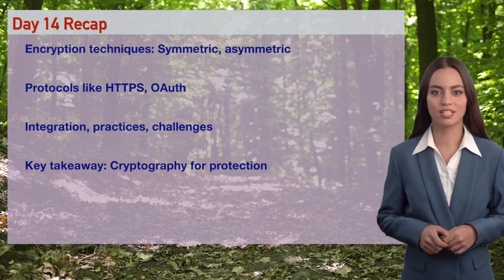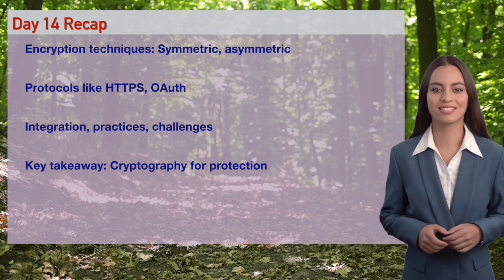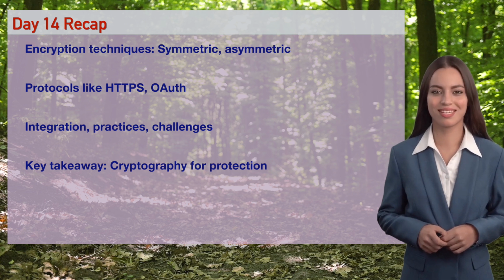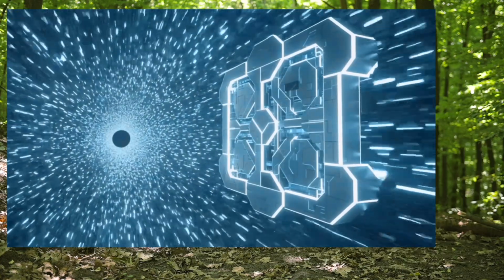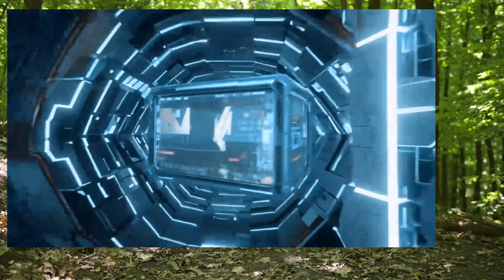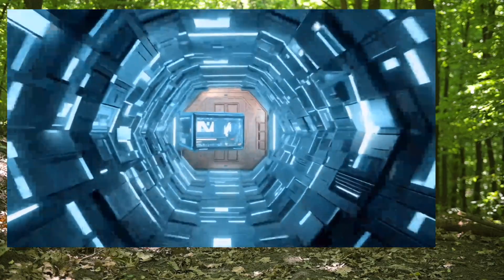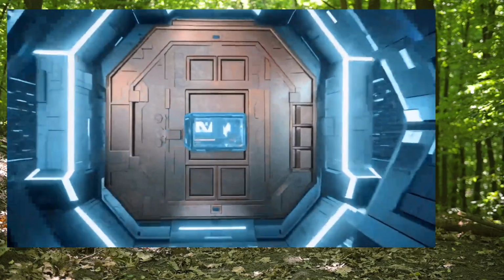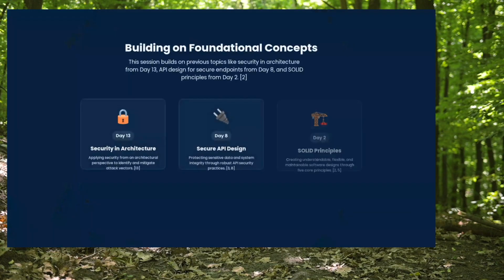Welcome to Day 14 of the 50 Days Software Architecture class, where we delve into the critical world of encryption techniques and secure communication protocols. Today, we'll explore how to protect data both in transit and at rest, ensuring confidentiality, integrity, and secure access in modern systems. This session builds on previous topics like security in architecture from Day 13, API design for secure endpoints from Day 8, and SOLID principles from Day 2.